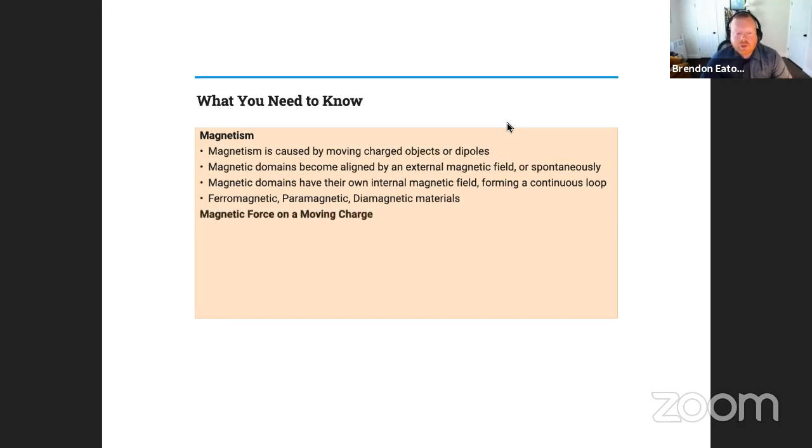Magnetic force on a moving charge, we'll dive into that towards the end of the lesson. So specifically, moving charges experiencing forces while they're inside someone else's magnetic field. And force magnetic is equal to QV cross B. And we'll go over the corresponding right-hand rule that goes along with that as well, just as a really good refresher to get you ready for the AP exam.